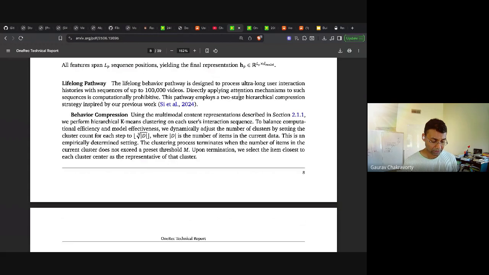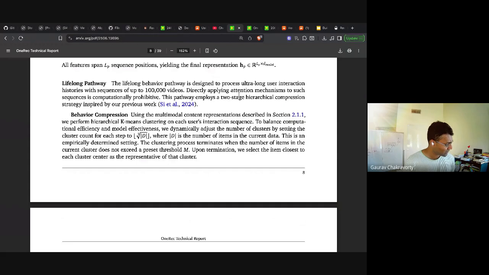The key here is that in the short-term pathway, the input was 20 and the output was 20. But in the behavior compression or lifelong pathway, the input was 2,000 or could be even more, but the output is 128 times the model dimension. Essentially, this is more of what is already known in the world of state-of-the-art recommender systems. In fact, they also mention which papers this comes from.